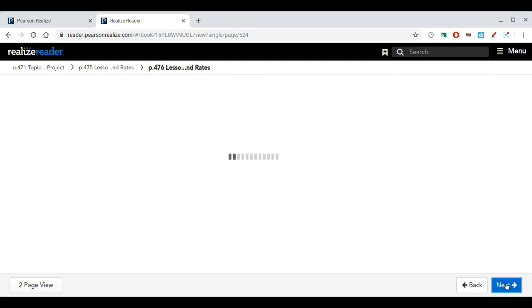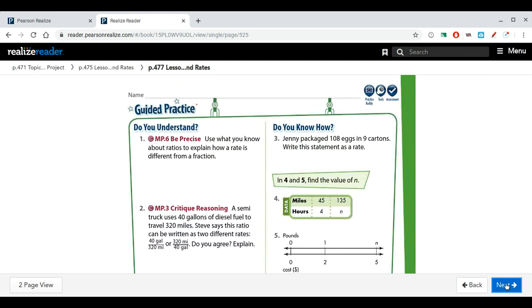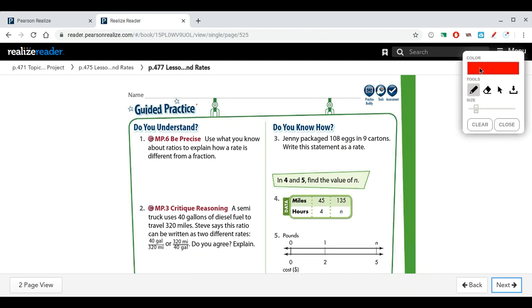All right, let's go ahead and move on to our guided practice. It says use what you know about ratios to explain how a rate is different than a fraction. So a fraction, let's go pink, I don't like to do green. A fraction compares a part to a whole.